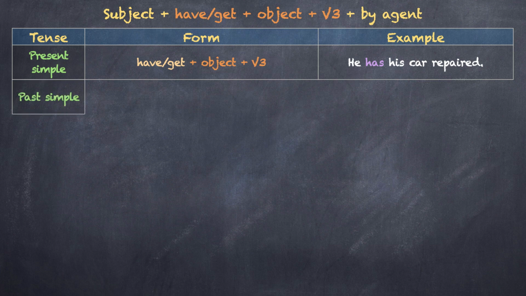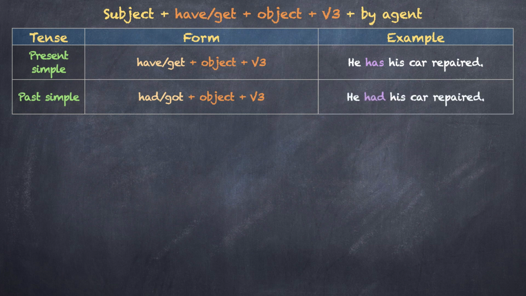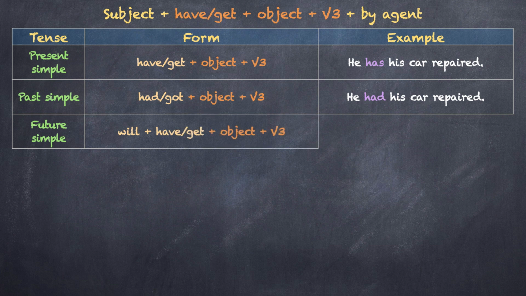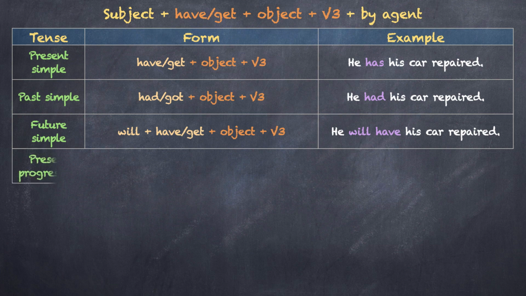In the past simple, as you can see, the same rule, but instead of using have or get, we will use had or got. The example will be he had his car repaired. For the future simple, will be used, and after will, as you know, we have to use the infinitive, so still have or get. Then he will have his car repaired. Now as you can see, we only change have or get. Object is the same, verb 3 is the same. Of course you need a subject and an agent.